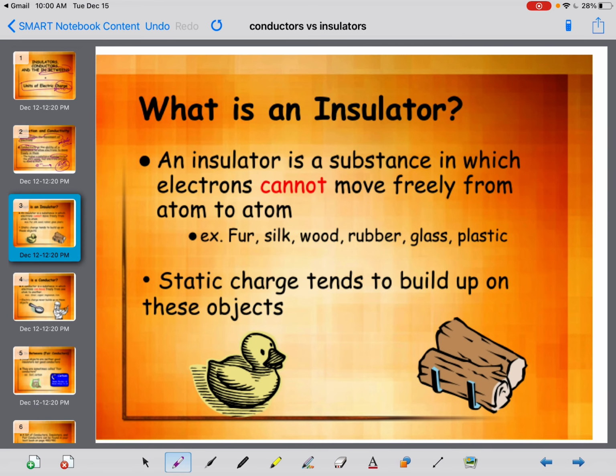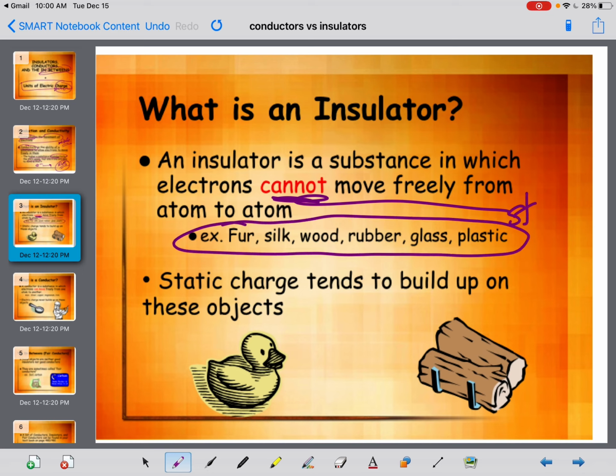Okay, insulators. An insulator is the opposite of a conductor. It's something in which electrons cannot move freely from atom to atom. All of the materials we look at in static electricity are insulators, because electrons don't move freely. They can go from one object to another. We can have electrons jump from plastic to rubber or from silk to wood, but we can't have them freely flowing. Static charges build up on these objects and they can transfer, but it's not going to be a free flow movement like it would be in a conductor.